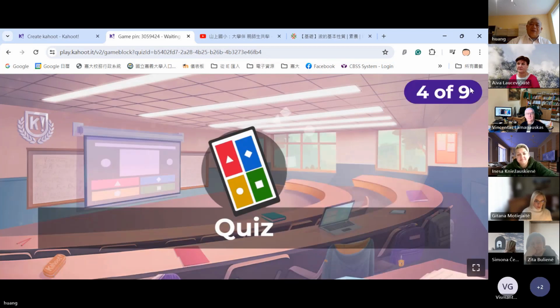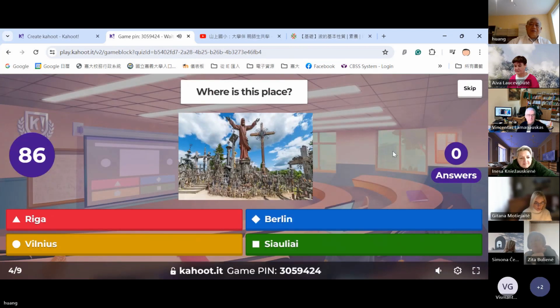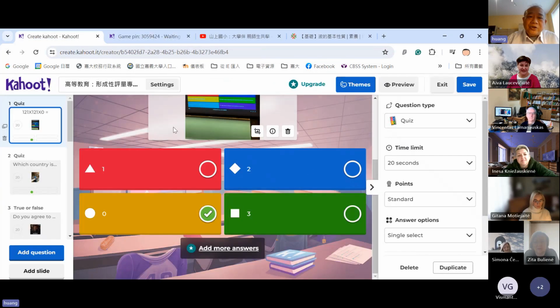Also, you can put some pictures here. You can decide how many seconds to give. I think it's quite easy. Everyone is correct. So you can see it's quite easy for the teacher to design this kind of quiz, and then students can answer right away. So actually it's really common to use in the classroom.